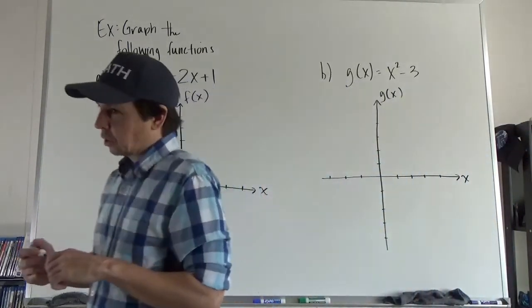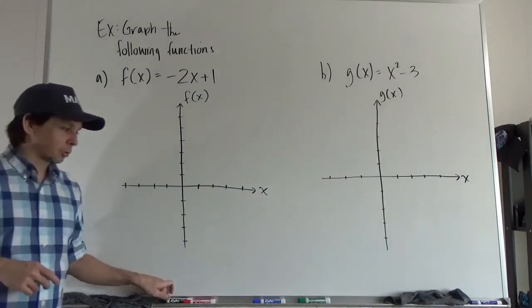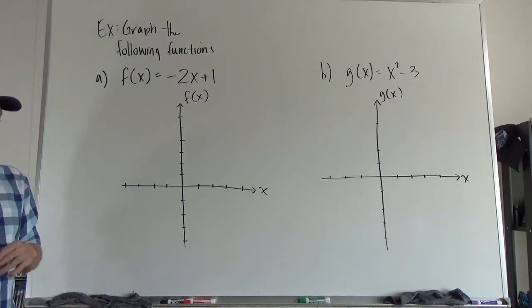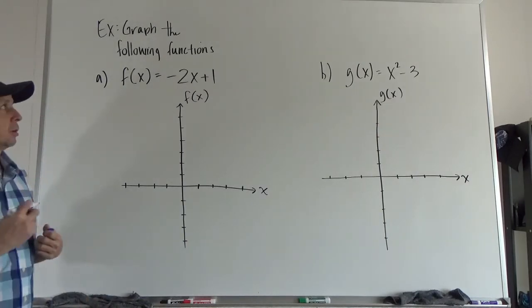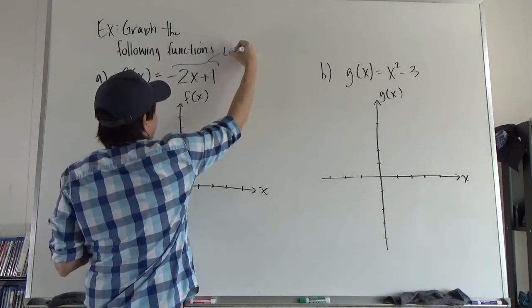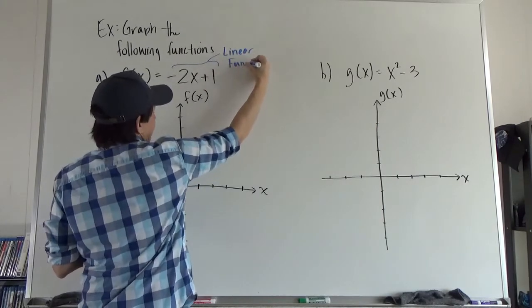Similar with functions, depending what function it is and how familiar you are with it, it may not be useful to plot points. There may be better ways to do it, but it requires you to really understand the nature of the function. This one, negative 2x plus 1, is a linear function because the expression or the rule on the right is a linear expression.